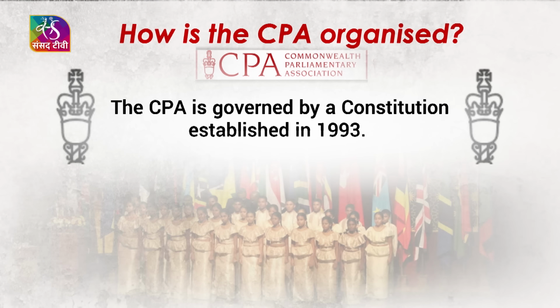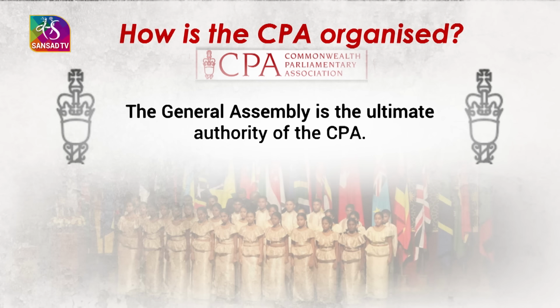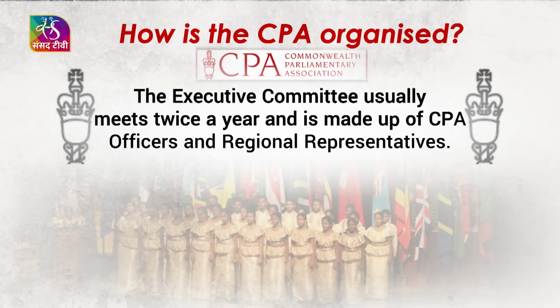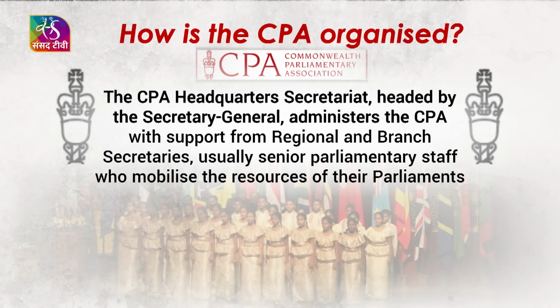Well, the CPA is governed by a constitution established in 1993. The General Assembly is the ultimate authority of the CPA. The Executive Committee usually meets twice a year and is made up of CPA officers and regional representatives. The CPA Headquarters Secretariat, headed by the Secretary General, administers the CPA with support from regional and branch secretaries, usually senior parliamentary staff who mobilize the resources of their parliaments.